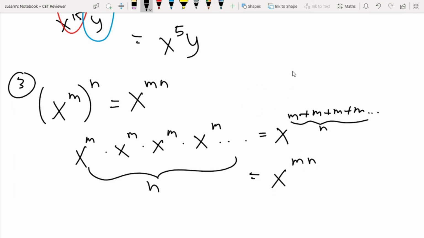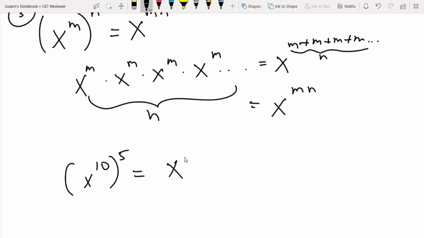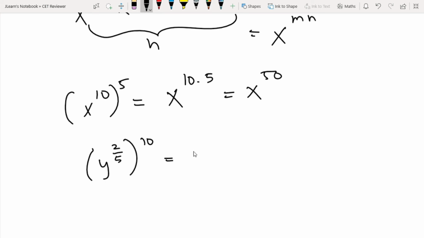Okay? So for example, you have a simple expression, let's say x to the 10 raised to 5. Ito ay equal lang sa x raised to 10 times 5, which is x to the 50. Okay? So you can also have this for mga fractions, let's say y raised to 2 fifths raised to 10, no? So this will be equal to y times 2 fifths times 10, which will be equal to y times 20 over 5, which is equal to y to the 4.